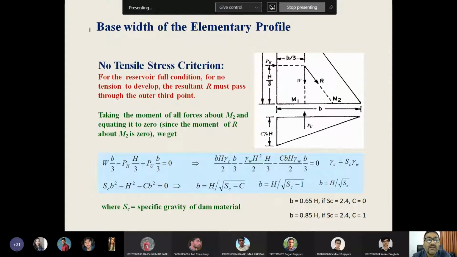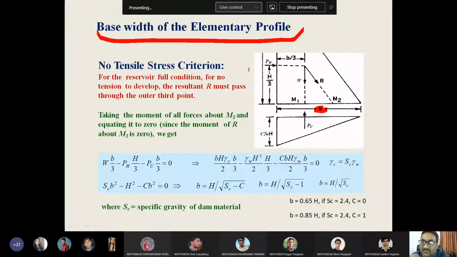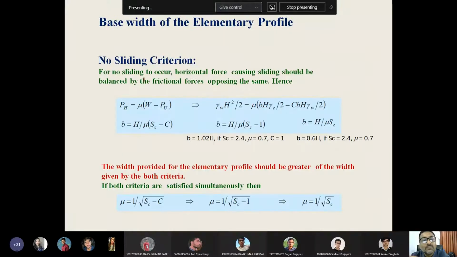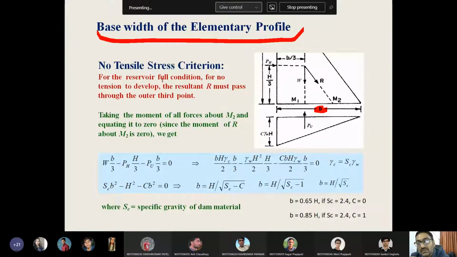Now we are arriving at the base width of this elementary profile. Base width means we are finding a relationship for B. We have forces, and we take two criteria to find the base. One is no tension and the second is the no sliding criterion. First is the no tension criterion. For that, your resultant should pass through this point, which is the junction of the middle and the outer third point.